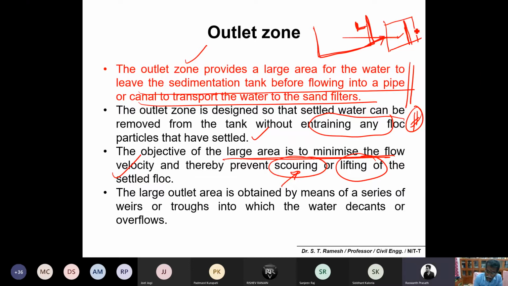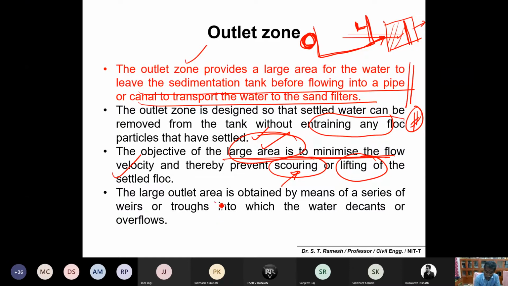This is your influent and this is your effluent. This is your tank. Then you have this, your effluent weir. Have you got my point? That's what has been mentioned: larger area to minimize the velocity. I can also have a smaller opening with a pipe to collect the wastewater. Please make a note: a larger area is provided to minimize the flow velocity and thereby prevent the scouring and lifting of settled flocks.